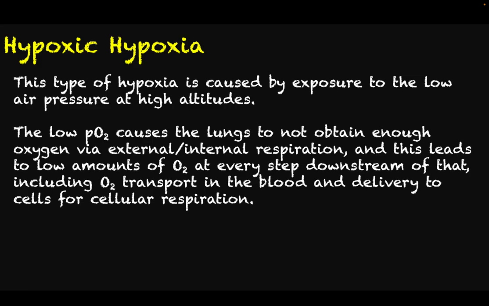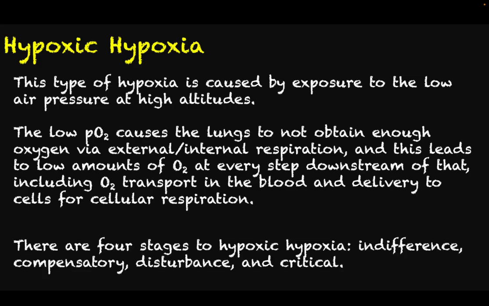So we're going to start with hypoxic hypoxia, which, as I mentioned, is the principal kind of hypoxia that you as a pilot are going to need to be aware of. So as we've said, this type of hypoxia is caused by exposure to the low air pressure at high altitudes, which of course causes a low partial pressure of oxygen, leading to your lungs not being able to obtain enough oxygen via external and internal respiration. And then, as I mentioned, this is going to lead to low amounts of oxygen at every step downstream of that. So that includes oxygen transport by hemoglobin in the blood, and then delivery of oxygen to the cells for the purpose of getting energy through cellular respiration.